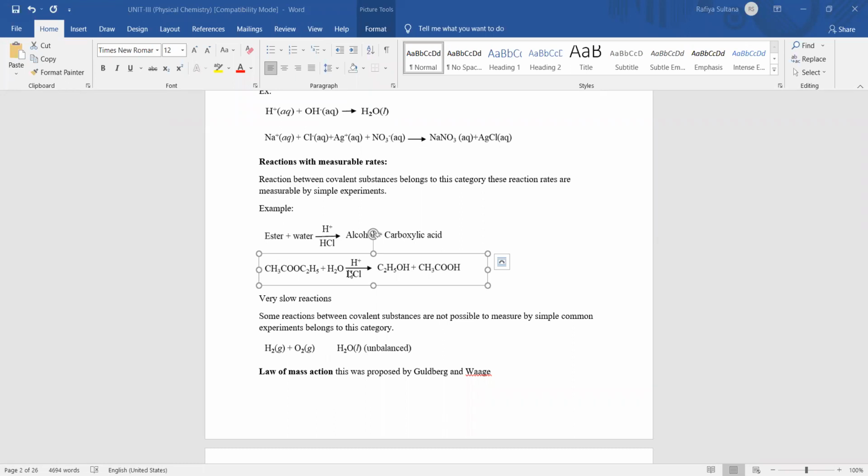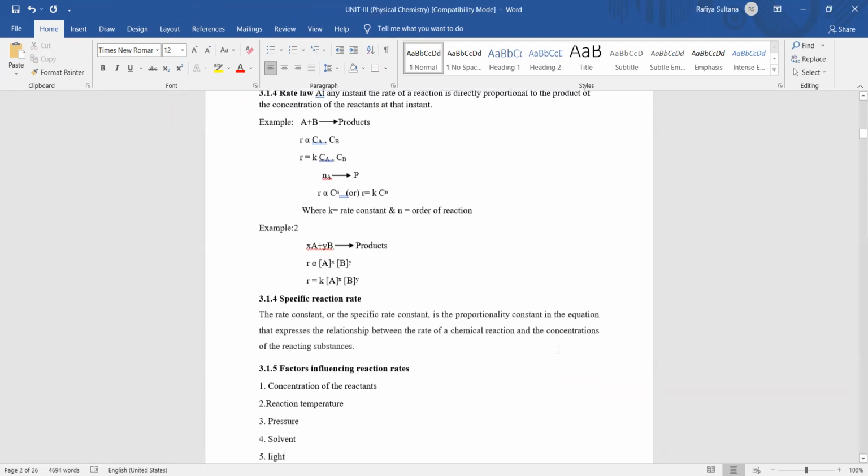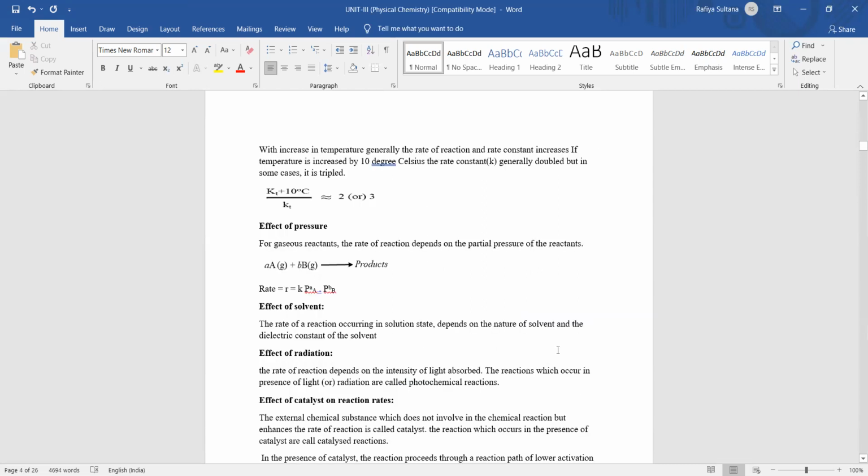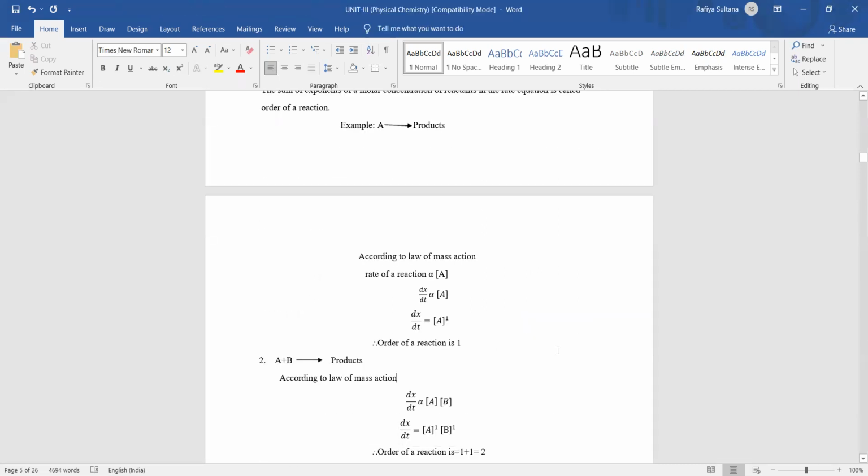Although there are two reactant molecules, the order of that reaction is only 1. Such types of reactions are known as pseudo first order reactions. Okay, let us take the first order. We have time.